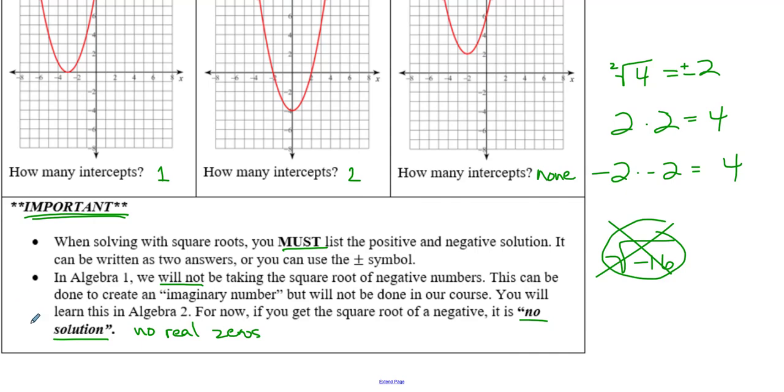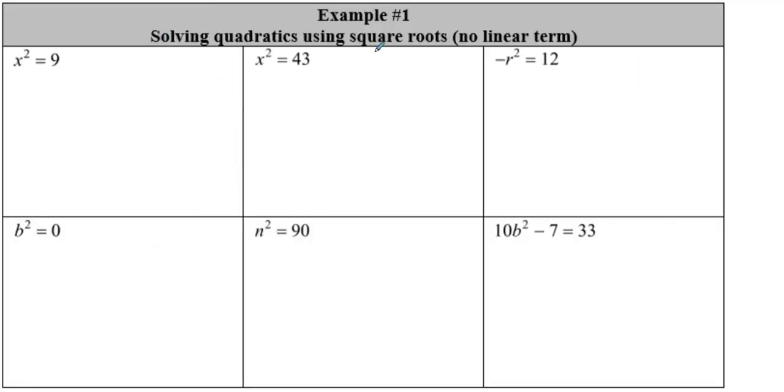All right, so this section is fairly simple. Let's just go ahead and hop to it. Okay, this first example, we want to talk about solving quadratics using square roots when we have no linear term.